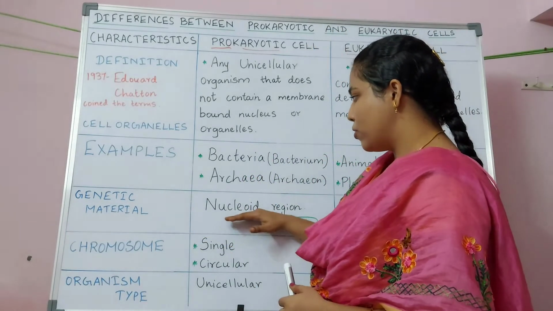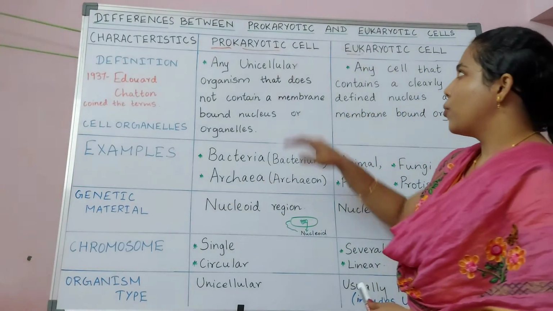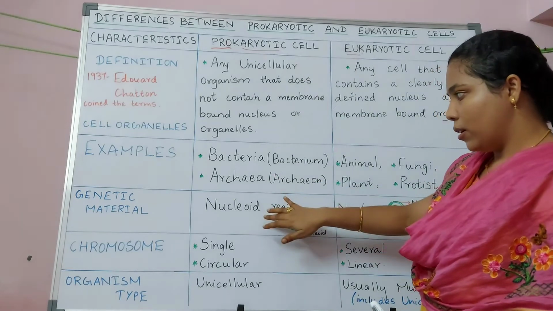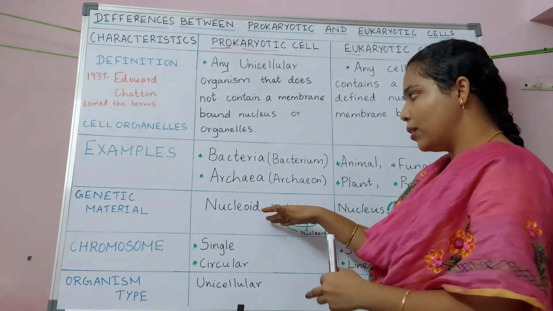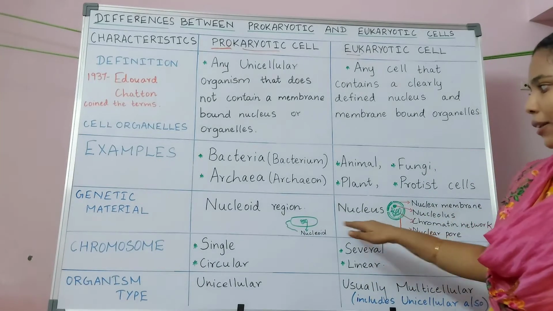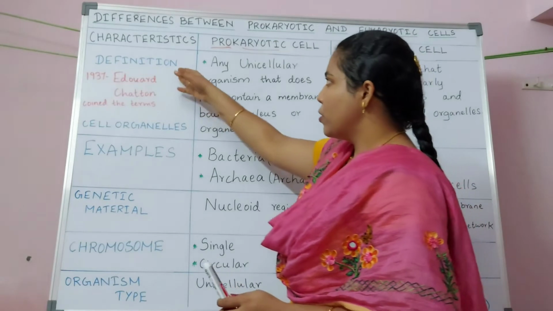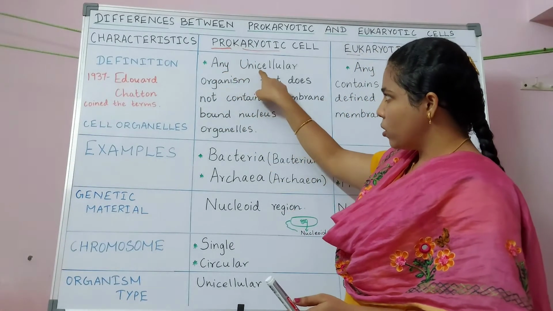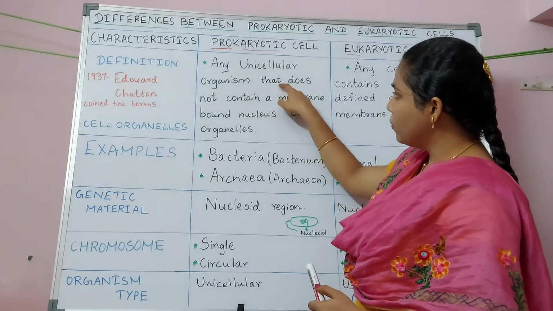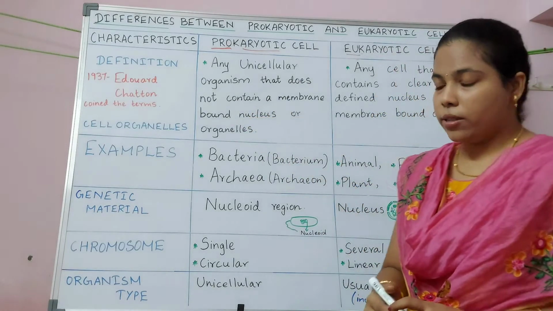Instead, they have a region called nucleoid where the genetic material is present. It is considered a stage that is present before the development of a complete nucleus. Hence, it is called prokaryote. So, the definition for prokaryote is any unicellular organism that does not contain membrane bound organelles or nucleus.